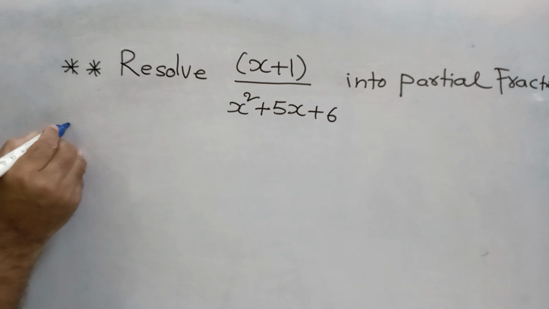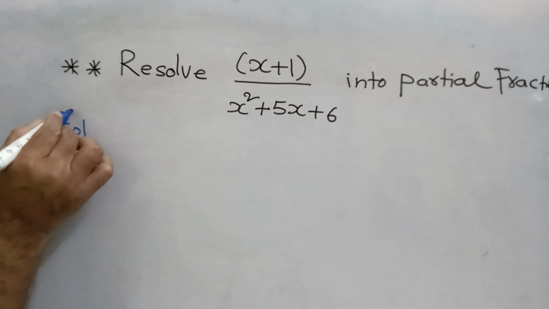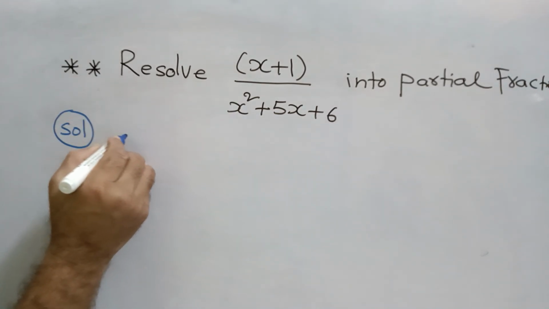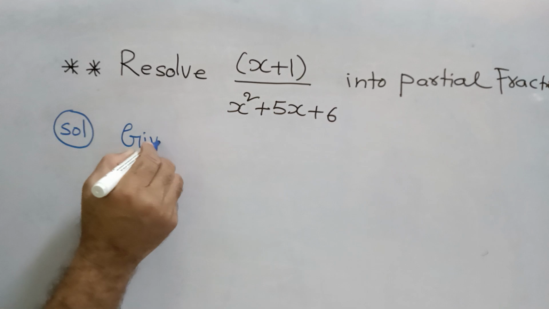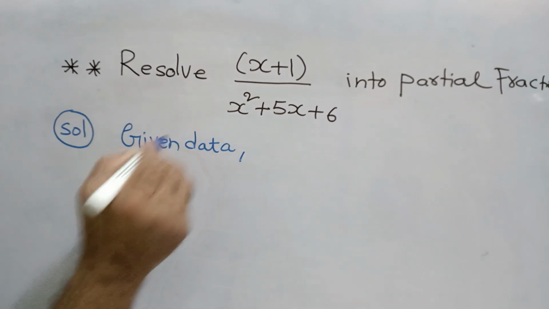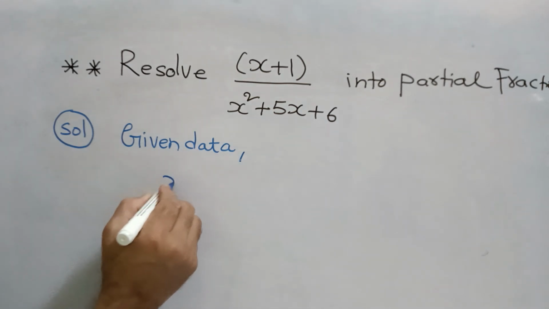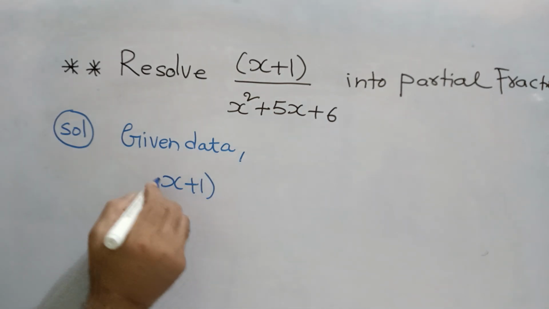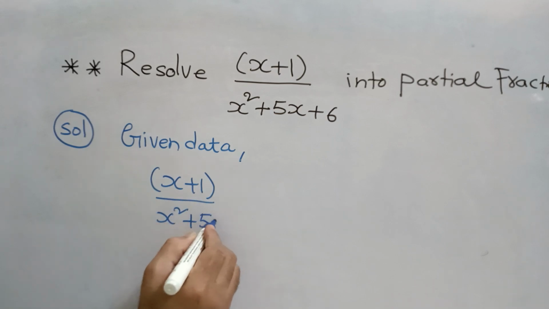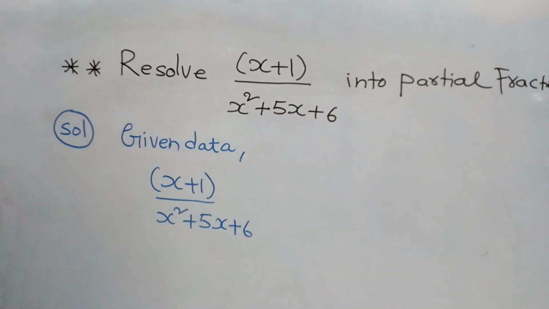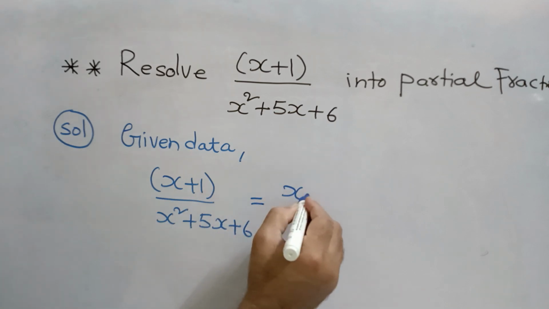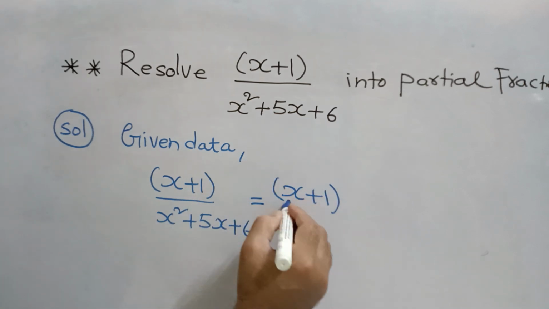So very simple actually. Coming to the solution, what is the given? Actually you write as it is. So in the solution you must write the given data like this. Given data is nothing but x plus 1 by x square plus 5x plus 6. Am I correct? And further, this is equal to, how can this be written? x plus 1, the numerator you can keep like that only.